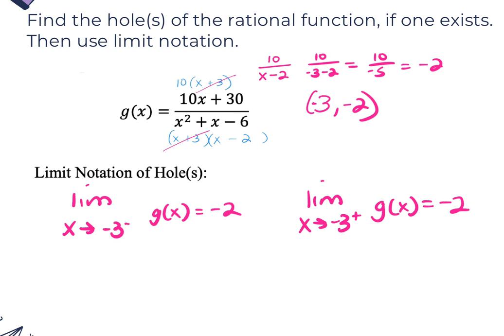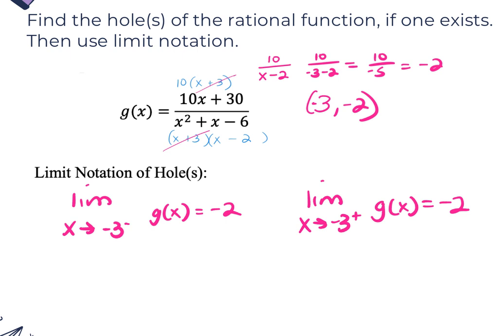Is there ever going to be a situation where, if it's coming in from the right, it'd be different from coming in from the left? So when you get to limits at the end of the year, that happens, and we would say the limit does not exist. But here, you're using limit notation to describe the hole, so the hole is always going to have the same y. This is technically not finding the limit of our graph, but when we get to limits, yes. But for now, no.